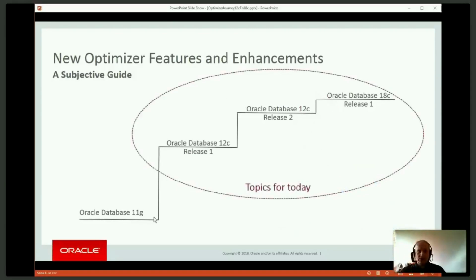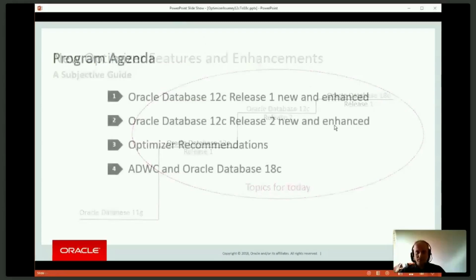So as I mentioned, there's a big step between 11G and 12C, but I'm actually going to concentrate on the things that are, I think, particularly important to be aware of if you're a database administrator, database designer, that kind of thing. And then, of course, I'm going to continue on into database 12c release 2 and 18c.